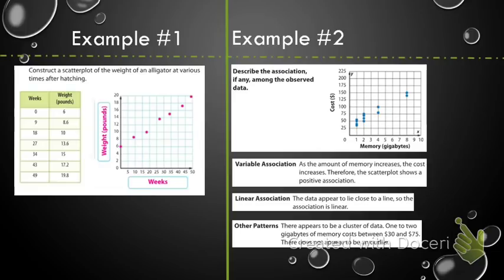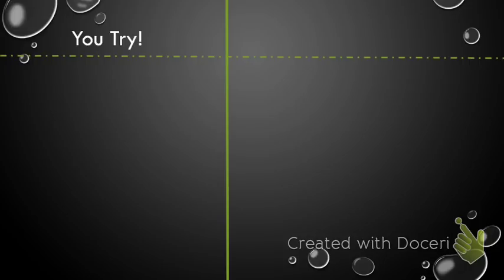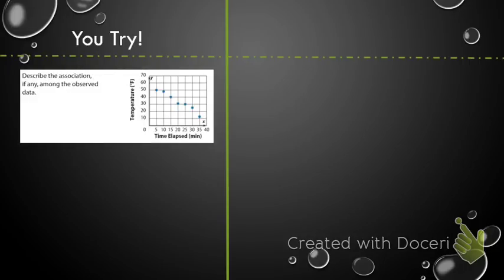So all we're really doing with scatter plots is just trying to read the data and knowing the different types of data that it will show. All right, so now you try. I want you to describe this association, just like what we did on example 2. Determine if it's positive, negative, or no association at all, if it's linear or non-linear, and if you have clusters or outliers. I just want you to write all those down. I will check that in class tomorrow while y'all are watching the movie. Pause if you need to anytime during the video.